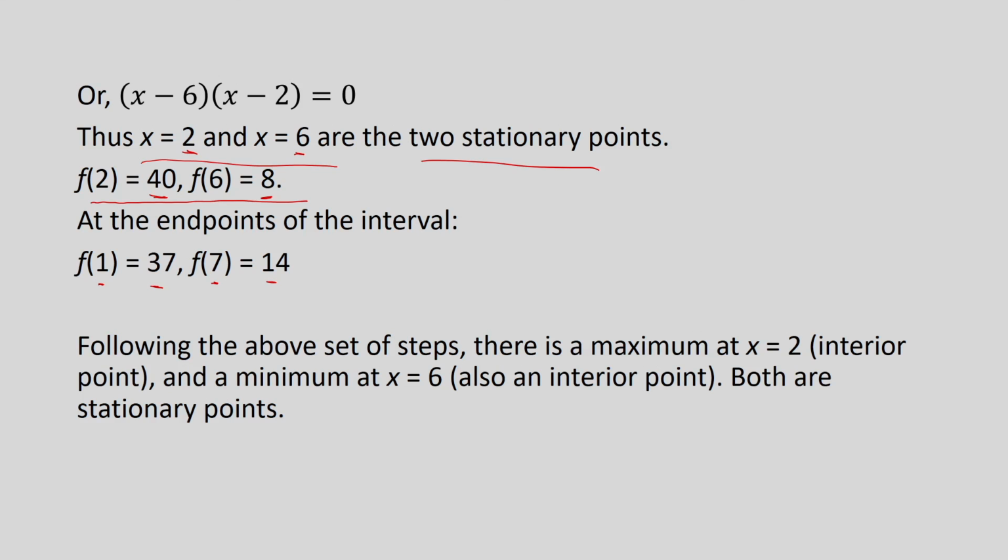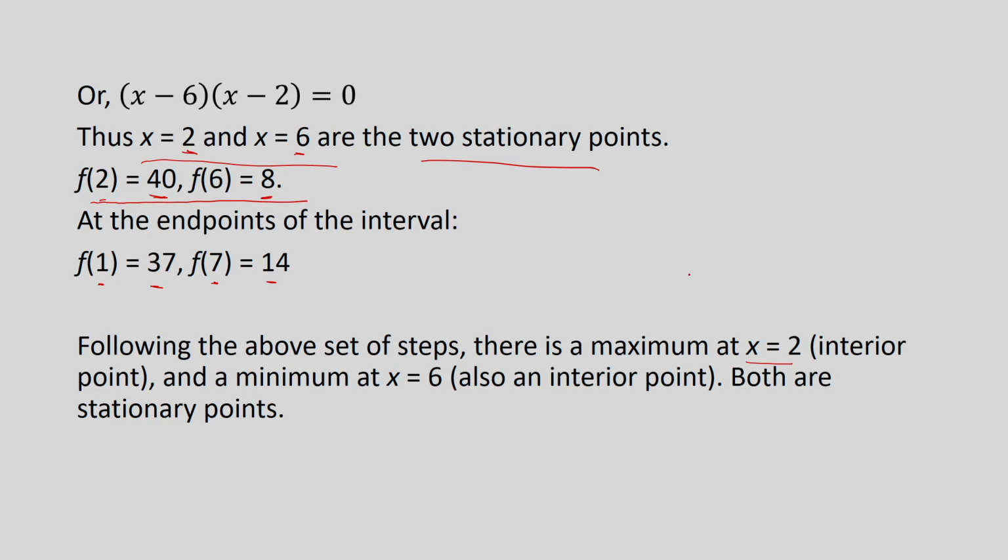So, following the above set of steps, there is a maximum at x equal to 2, because if you look at all these values of the function, then the maximum of these values is 40, right. So, what is the corresponding value of x? It is 2. So, therefore, I am saying that x equal to 2 is a maximum, and as you can see, 2 is an interior point, right.